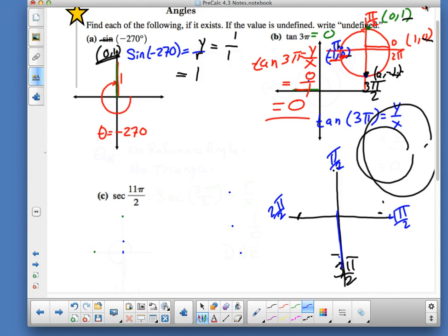It's a quadrantal angle. I can't make a reference triangle with it. But I do know that to get there, I got to go 0, negative 1. Are you okay with that?